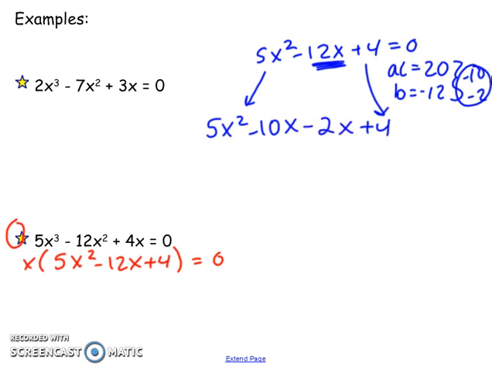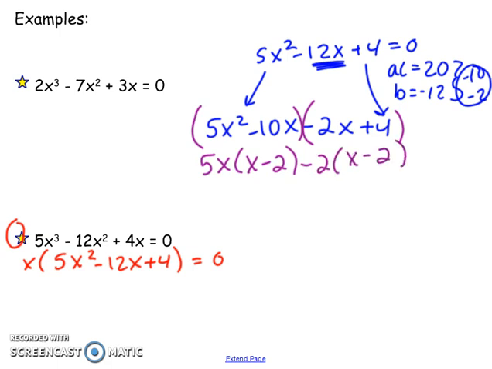Once we have 4 terms, we're going to group them and take out the GCF. So I'll take out a 5x here, and left with x minus 2. Take out a negative 2, left with x minus 2. And the parentheses are the same, so we're going to take the 2 outside terms and put them together. 5x minus 2 and x minus 2.